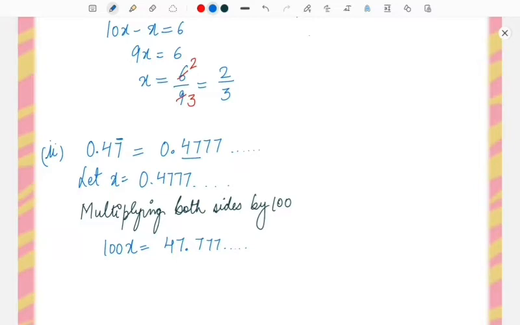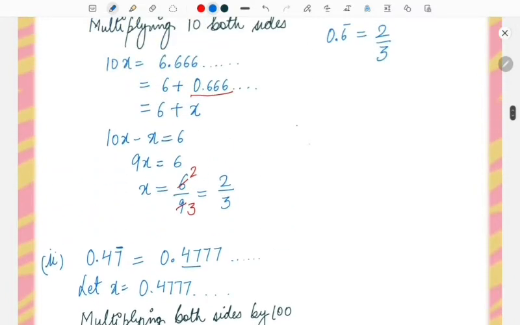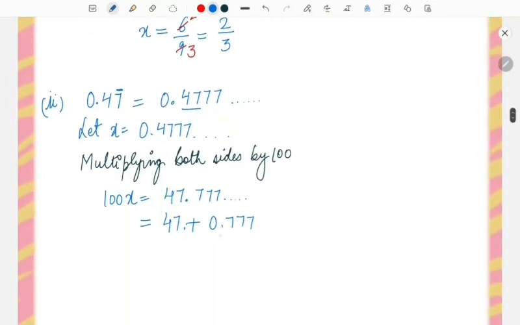तो क्या होगा? 100x would be equal to 47.777... Now अगर हम पहले वाला ही प्रोसीजर फॉलो करें, I should be able to write this as 47 plus 0.777... ये हो सकता है, राइट? But जैसे हमने पहले वाले में किया था to write this as x, उसमें ये x था, क्या इसमें ये x की वैल्यू है? नहीं, because we have 4 here. 4 होना चाहिए ना यहाँ पर, but हमारे पास 4 यहाँ नहीं है.